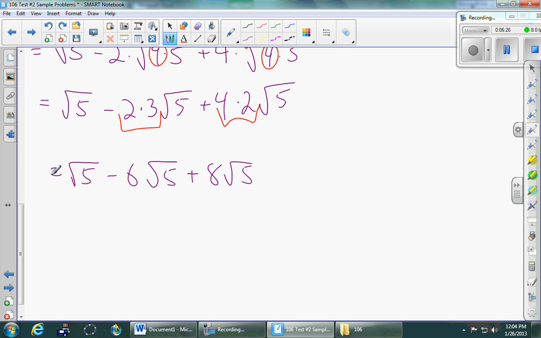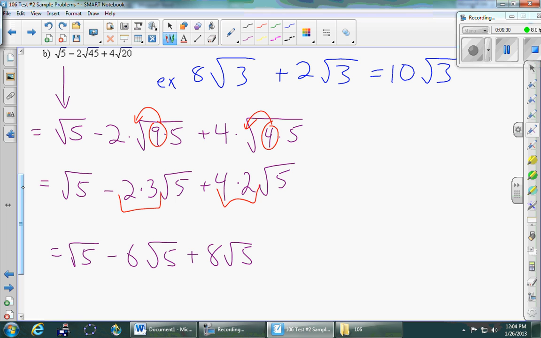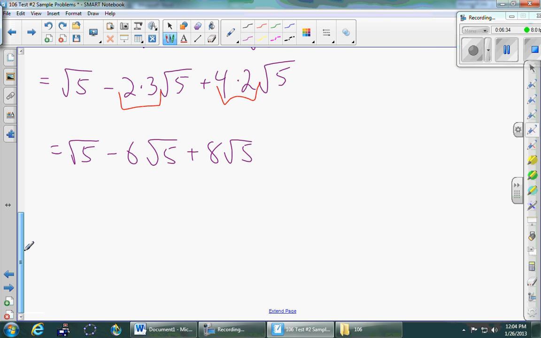And now, because I kept saying square root of 5, we finally have like radicals, just like we did in that blue example that we made up. So let's push all these radicals together. So I'll put an invisible 1 there. 1 square root of 5 minus 6 plus 8. So 1 minus 6 plus 8. Very carefully combine all those things together. Hopefully we come out at the end with a 3.